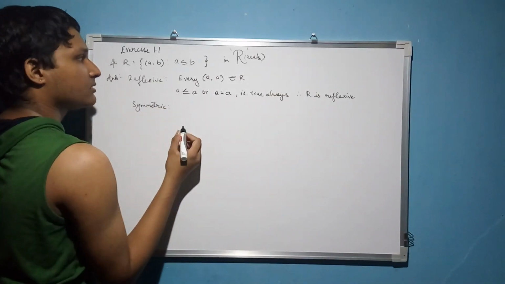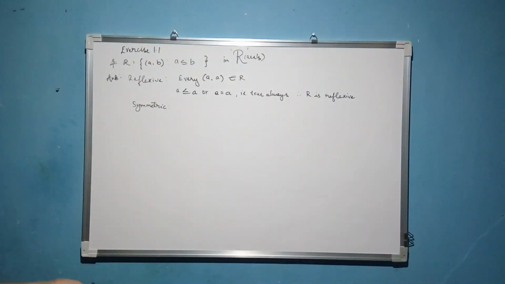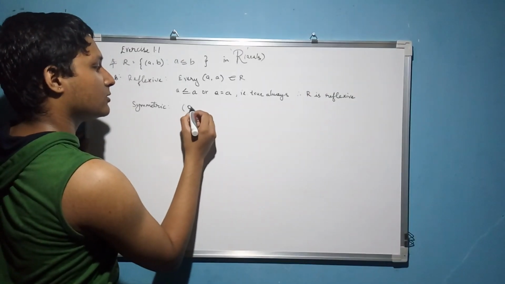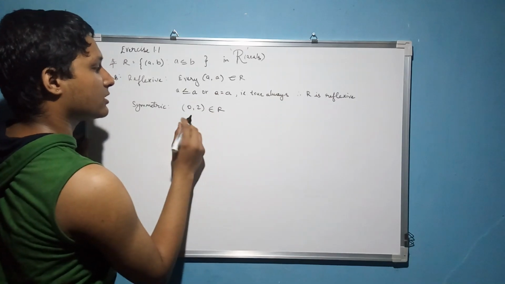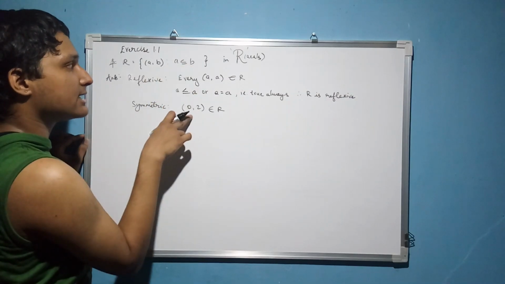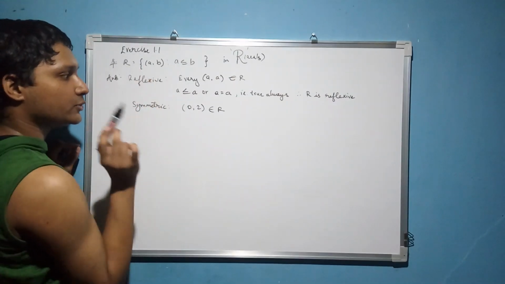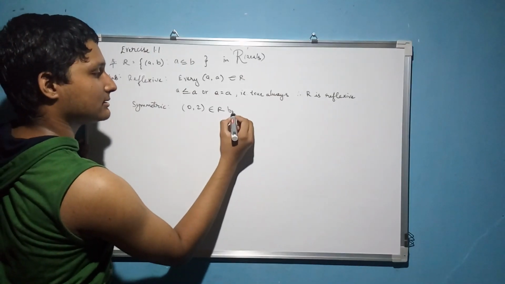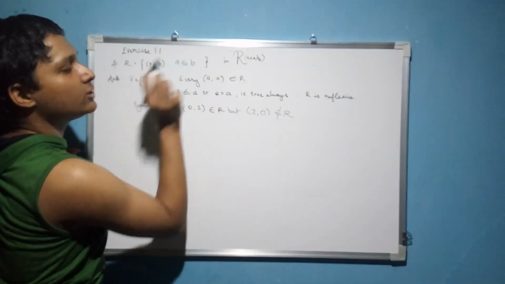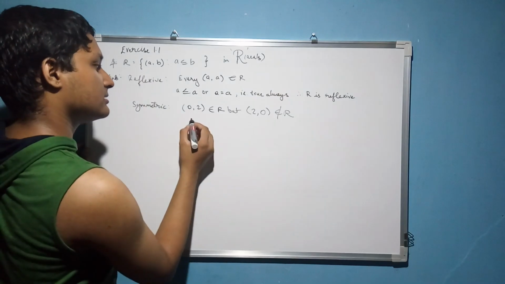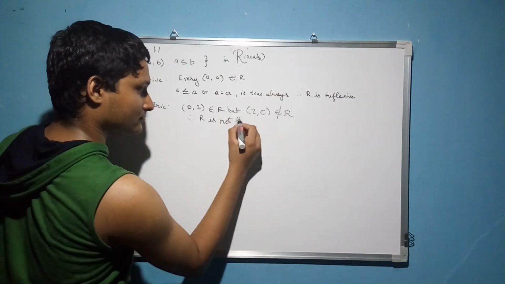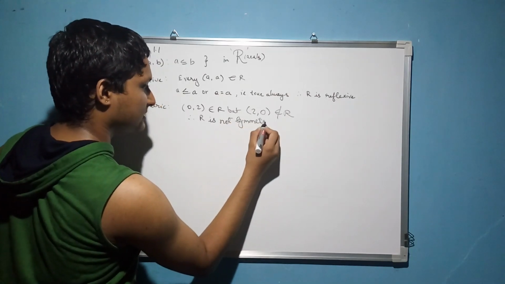For symmetric, it is given that it is not symmetric. So easy, you can give a counter example here. So let (0, 2) belong to R because 0 is less than or equal to 2. A is 0, B is 2 here in this case. So 0 is less than or equal to 2. This we know. But (2, 0) does not belong to R. How can 2 be less than or equal to 0? That is not possible. So considering this counter example, R is not symmetric.